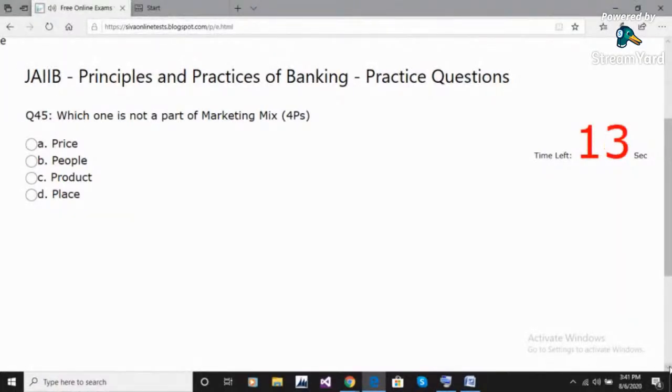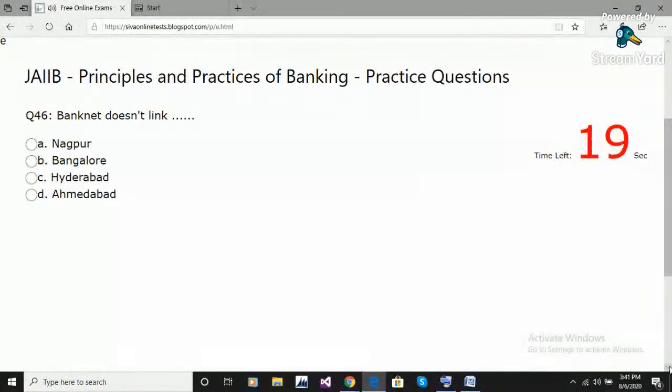Question 45. Which one is not a part of the marketing mix, 4Ps? Option A. Price. Option B. People. Option C. Product. Option D. Place. Answer B. People.